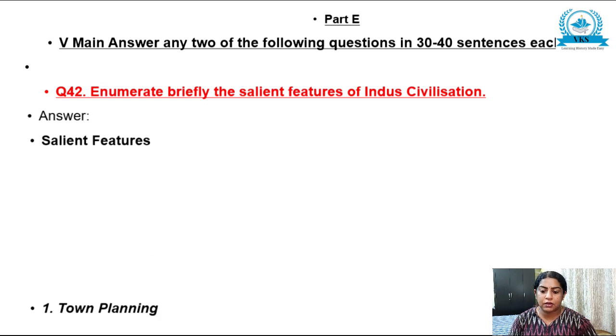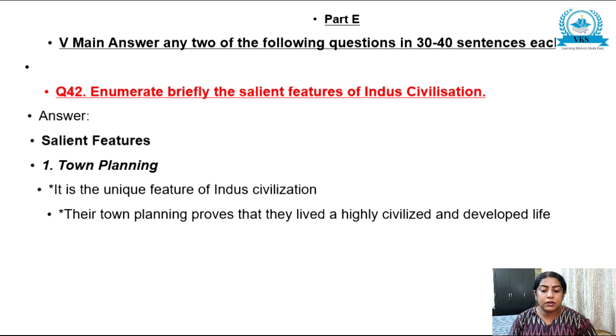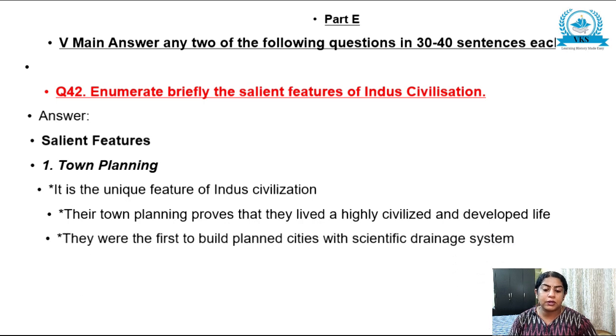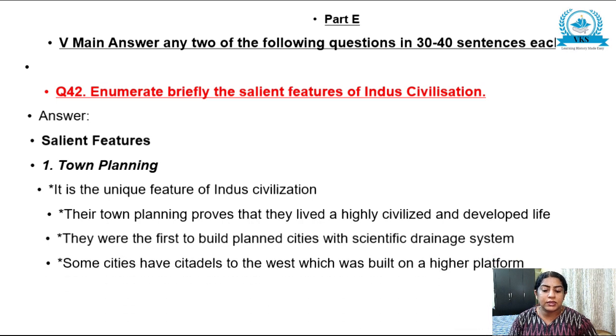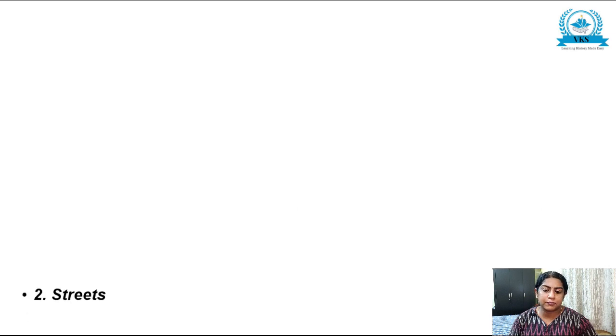So let us see how we will write a 10-mark answer for this question, salient features of Indus Civilization. First point, town planning. As an introduction you can write, it is a unique feature of Indus Civilization. Their town planning proves that they lived a highly civilized and developed life. They were the first to build planned cities and a scientific drainage system. Some cities have citadels to the west, which were built on a higher platform. On the east they had a residential area. Both were surrounded by massive brick walls.